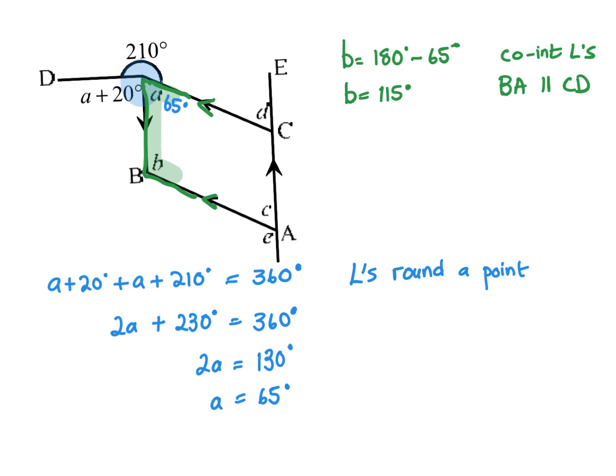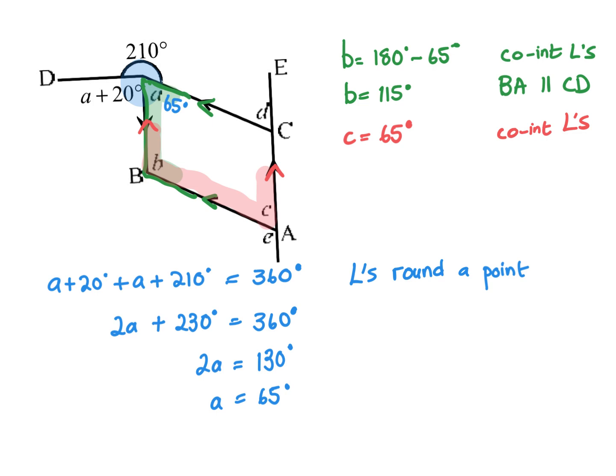Now let's see if we can find C's value. So either you can say that these are opposite angles in a parallelogram, or you can use another co-interior angle like this. Okay, and in this case, I'm working with these parallel lines that go this way. So that means that C's value would be 65. And I'm going to use my reason as co-interior angles. You can also use the reason of opposite angles in a parallelogram.